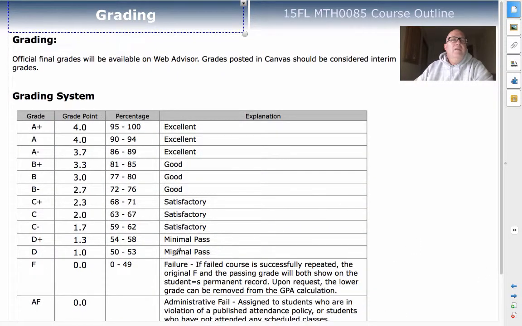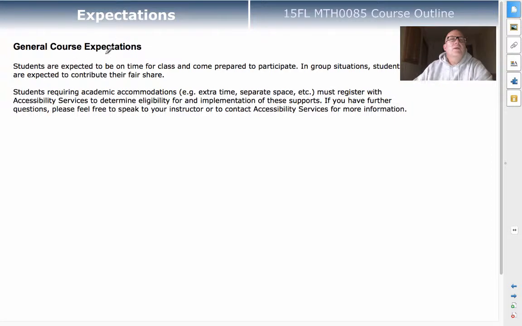Okay, grading, this is what you need to do. If you want to get an A, you got to get a 90. If you want to fail, you just got to make sure that you're from 0 to 49. Hopefully you're not in that category. But that's the letter grades that you'll receive from the course.